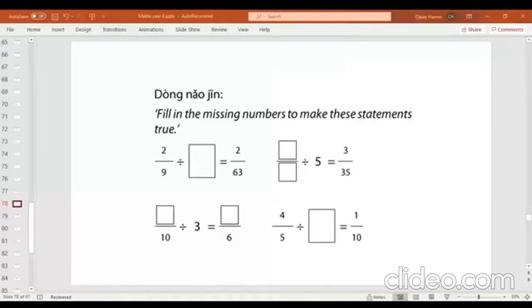Something divided by 5 equals 3/35. Ooh. Right. I'm going to turn it into a multiplication. Dividing by 5 is the same as multiplying by 1/5. So I'm going to do something times 1/5 equals 3/35. Okay, I can do this now.